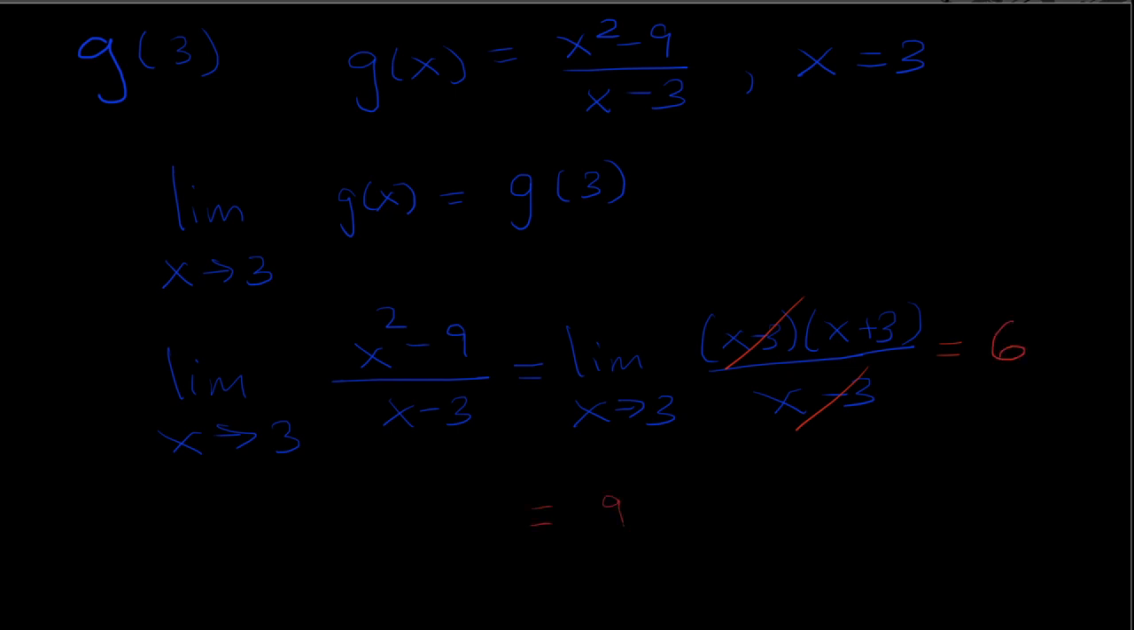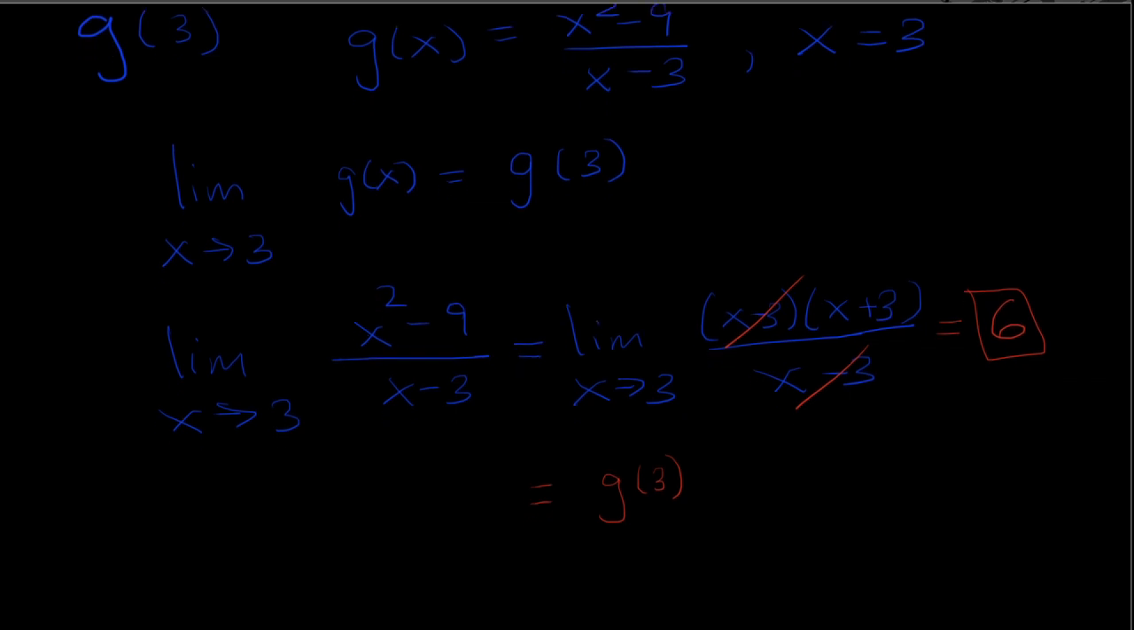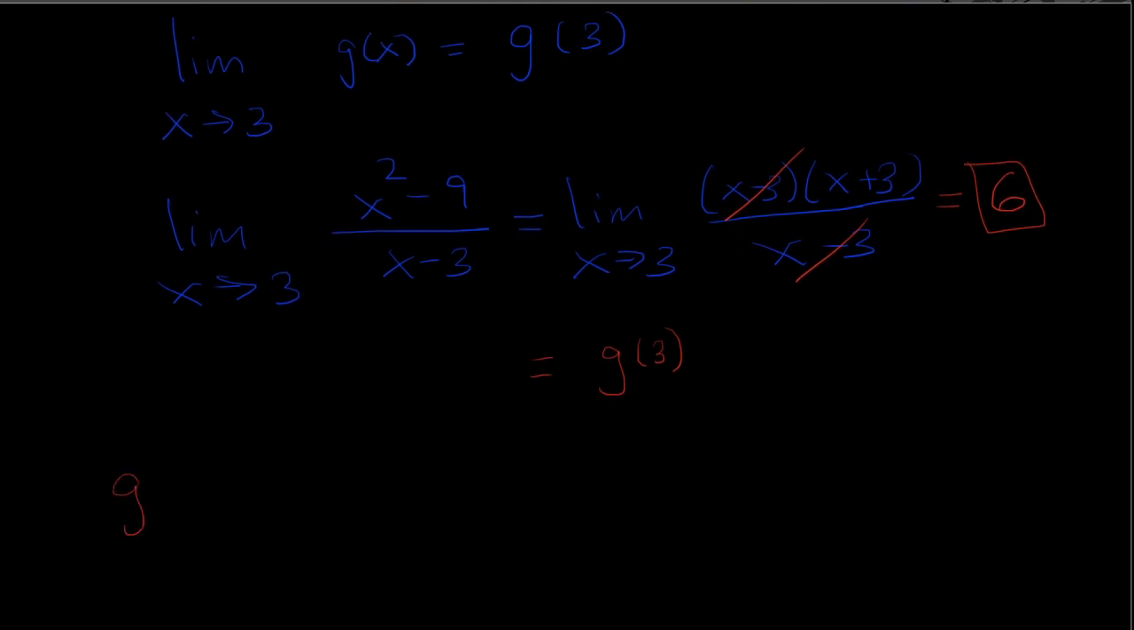And this has to equal g of 3 in order for g to be continuous at x equals 3. So we're going to define g of 3 to equal 6. And now g of x is going to be continuous. If you want, you can write this as a piecewise function. So it's going to equal x squared minus 9 over x minus 3 if x is not equal to 3, and it's going to be 6 if x equals 3. Okay. So that's how we want to define g of x.